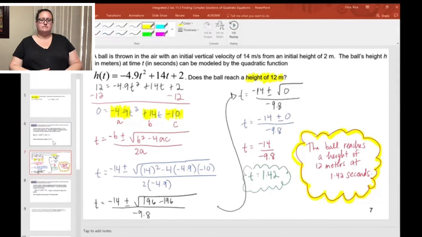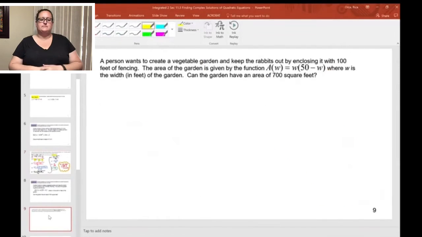Let's look at another problem. A person wants to create a vegetable garden and keep the rabbits out by enclosing it with 100 feet of fencing. The area of the garden is given by the function a of w equals w times 50 minus w, where w is the width in feet of the garden. Can the garden have an area of 700 square feet? Let's find out. Let's take the 700 and plug it into a.